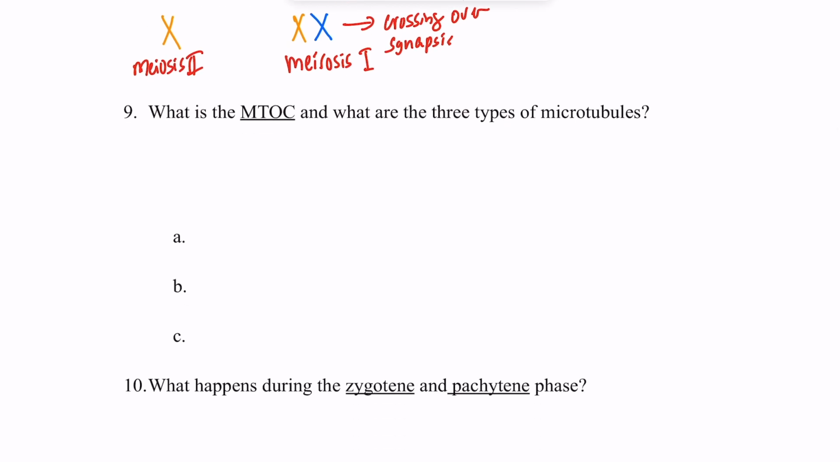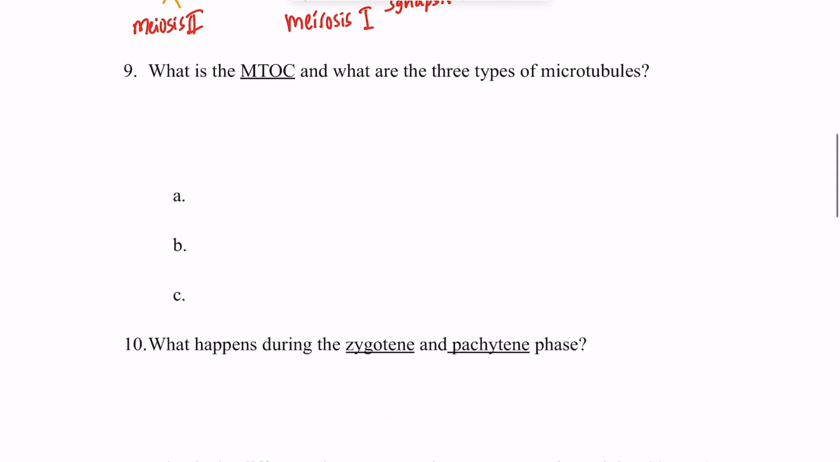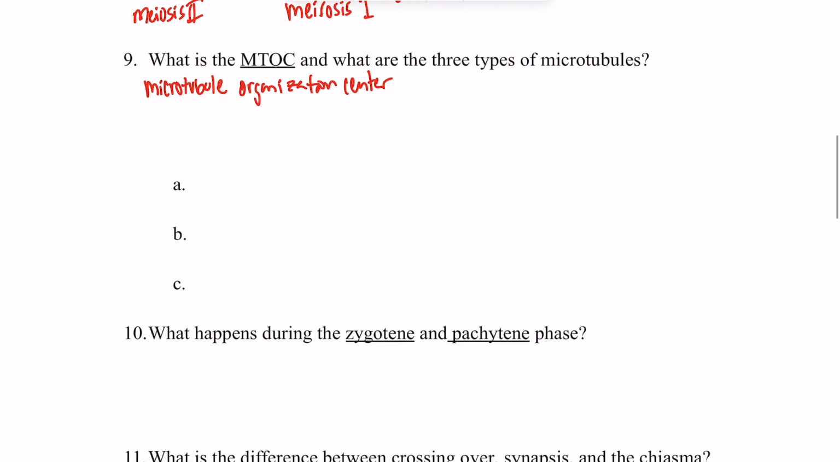Okay, so question 9. What is the MTOC, and what are the 3 types of microtubules? So the MTOC stands for the Microtubule Organization Center. All right, and so as the name suggests, it organizes microtubules.